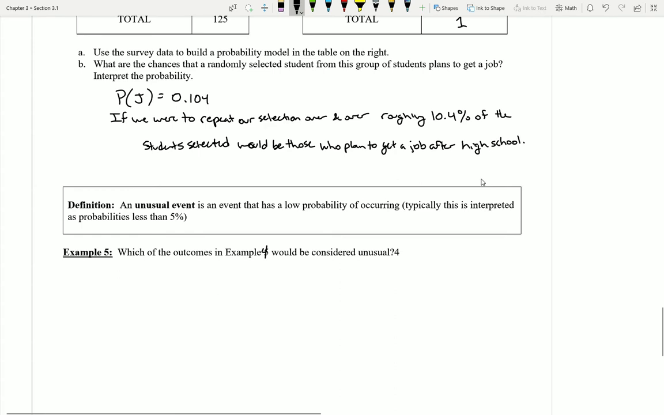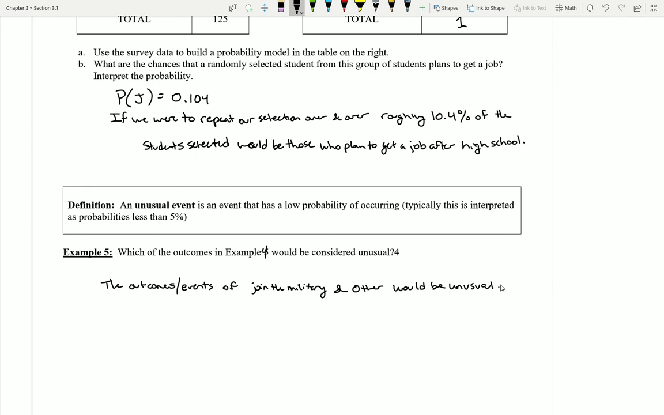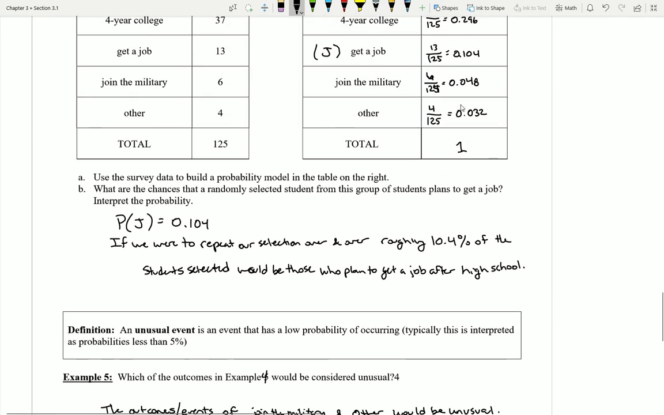So here I could see that the outcomes, or you could call them events, of join the military and other would be unusual. Again, they have probabilities that are under 5%.